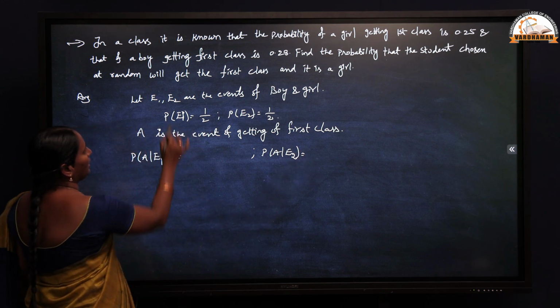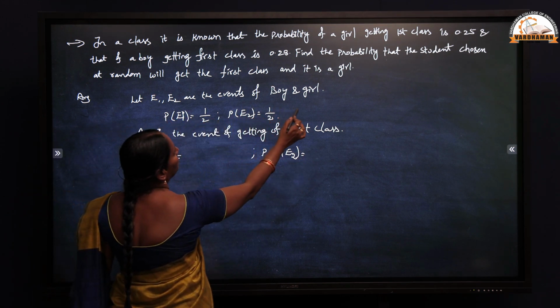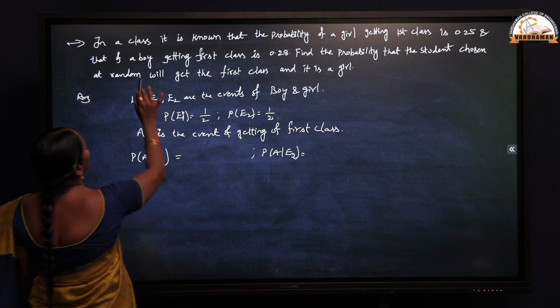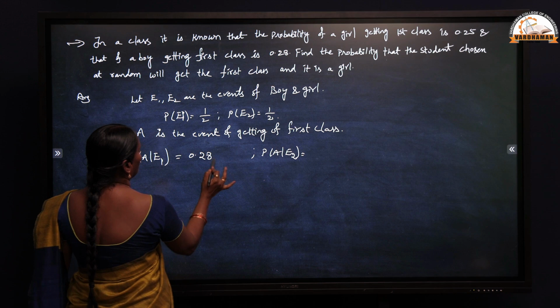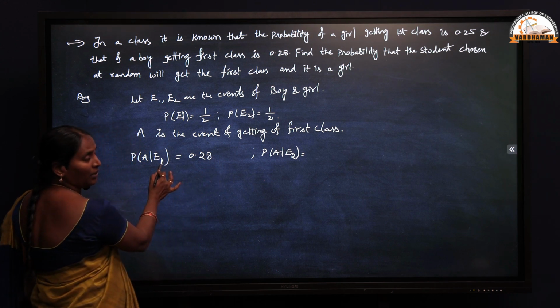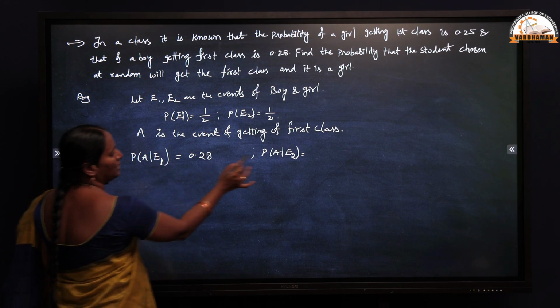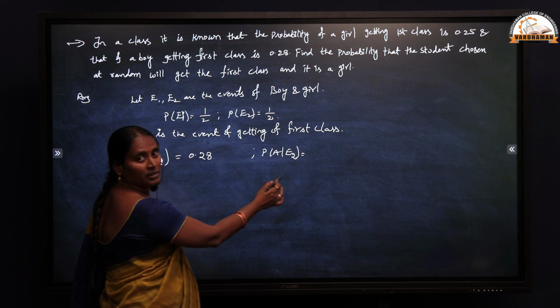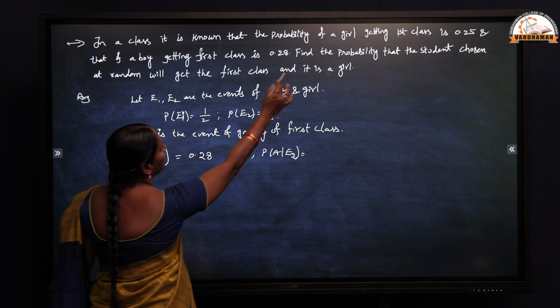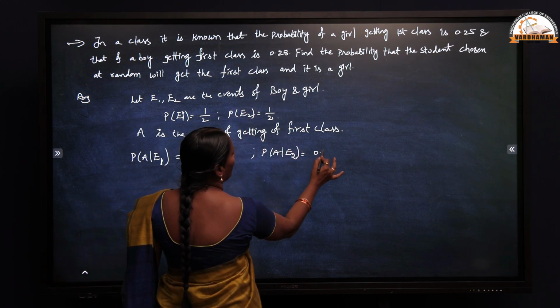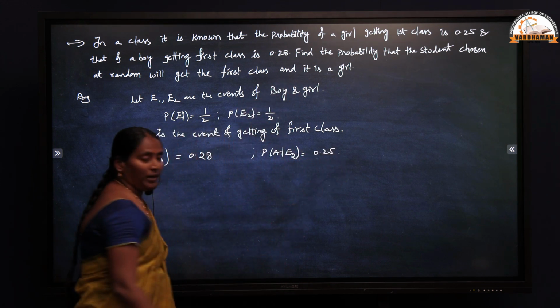E1 and E2 are the events of boys and girls. So what is the probability of a boy getting first class? 0.28. E1 is the event of getting a boy and he is getting first class. E2 is the event of getting a girl, the event has already happened and she is getting first class. So a girl getting first class will be 0.25. We defined 2 events.